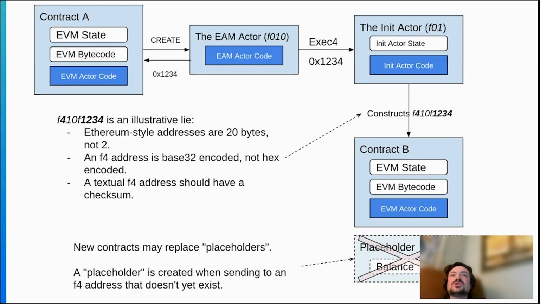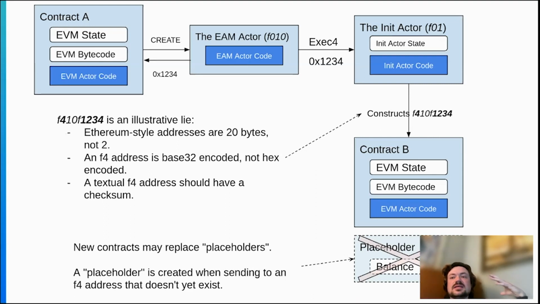Exec4 is the method we use to create new actors with F4 addresses, or with addresses in the F4 address class. So basically, the EAM will call exec4 on the init actor with the address that it wants to have assigned to this new contract. The init actor will then construct this new contract, in this case, contract B. Then it'll go back up the call stack and return the address to contract A. So this is how we've implemented create and create two.